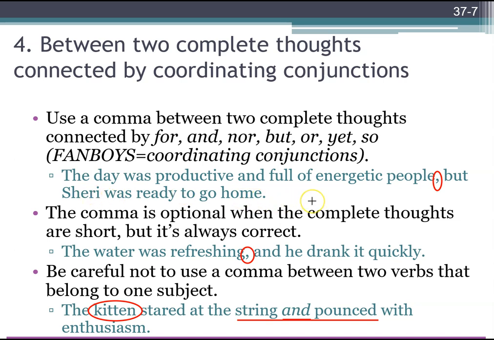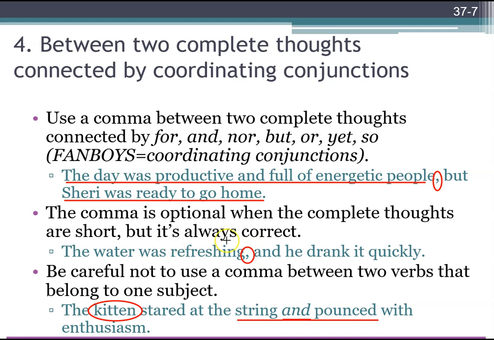So, the day was productive and full of energetic people, comma, but Sherry was ready to go home. So the day was productive and full of energetic people is one complete thought. Sherry was ready to go home is another complete thought. We are combining those two independent clauses with a comma and the coordinating conjunction but, and therefore there is the need of the comma there.